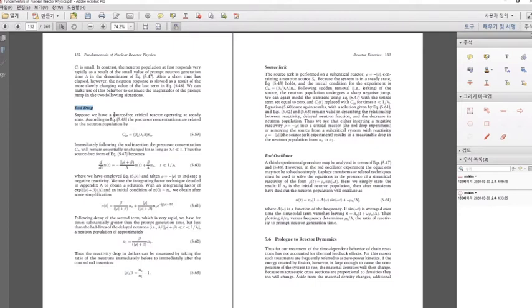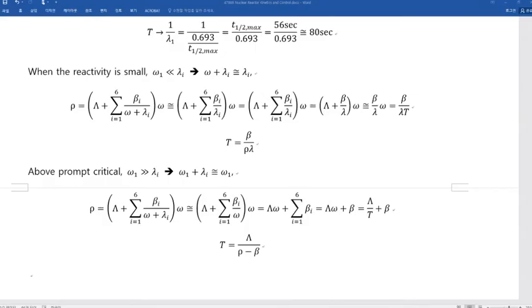So suppose we have a source free critical reactor, with no external source, operating at steady state condition. That means we are going to have a steady state neutron population and also steady state concentrations of precursors. So in this case, the precursor concentration is given by this equation. Let's trace that.